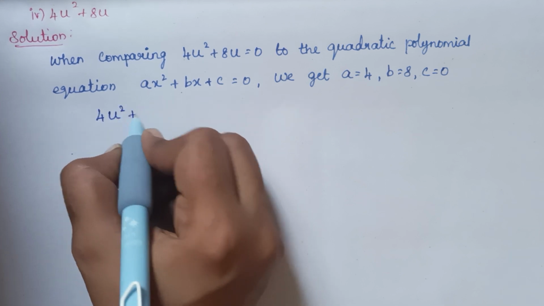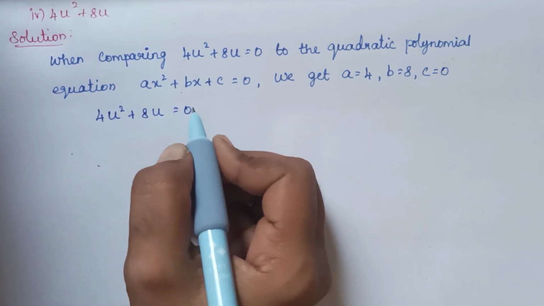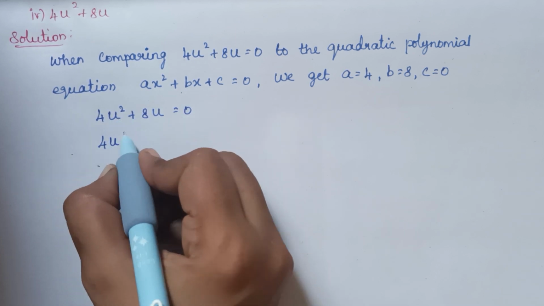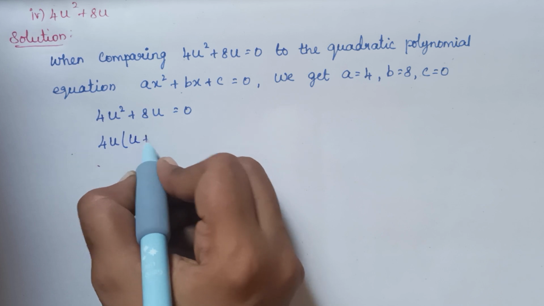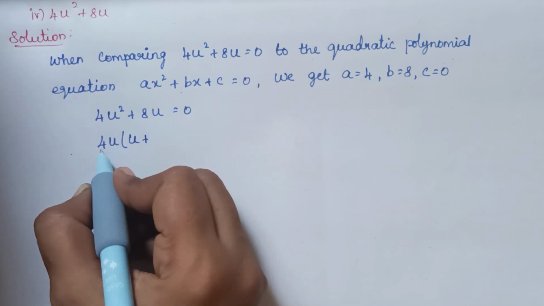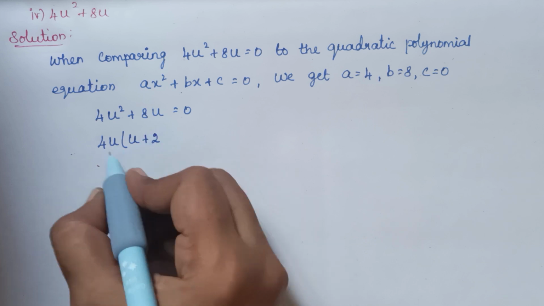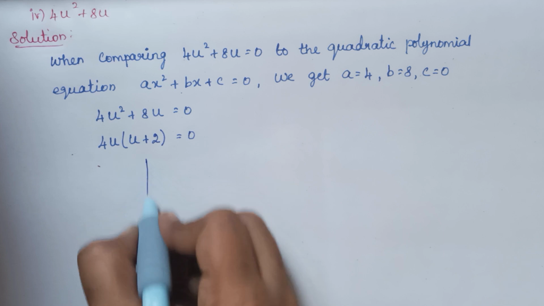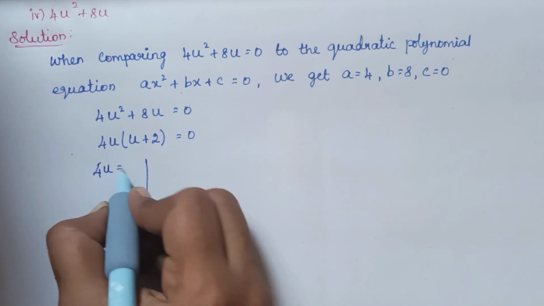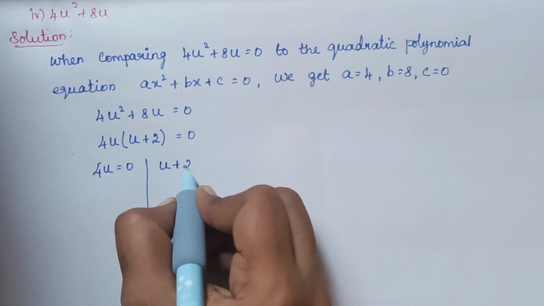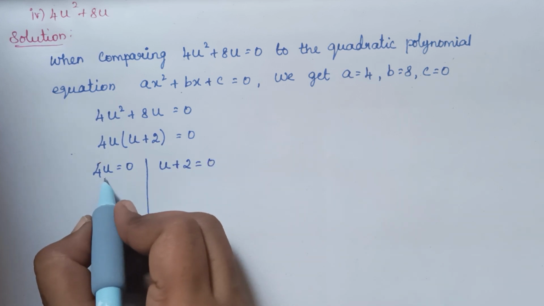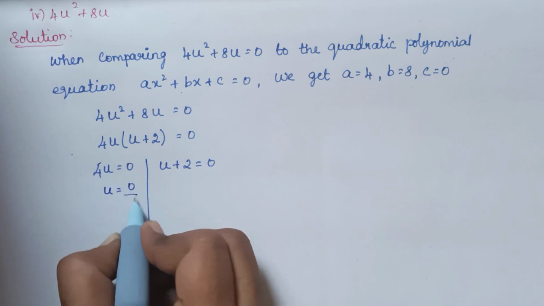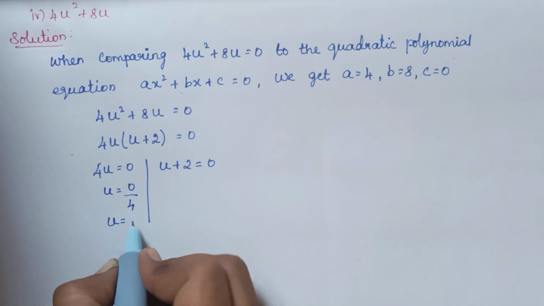4u square plus 8u is equal to 0. Okay, now we take 4u as a common, remaining only 1u will be there, plus here 4, 1 came out, remaining 2, 4 2s are 8, u already is in common, so u plus 2 is equal to 0. Now take it separately, 4u is equal to 0, u plus 2 is equal to 0. Okay, so 4u is equal to 0, u is equal to 0 divided by 4. So u is equal to 0.